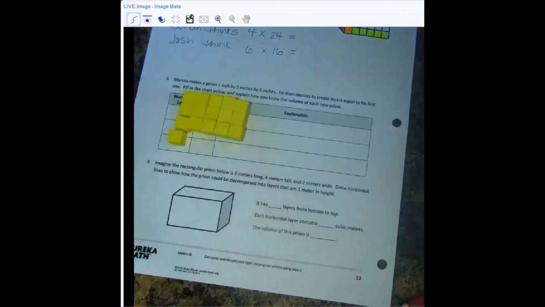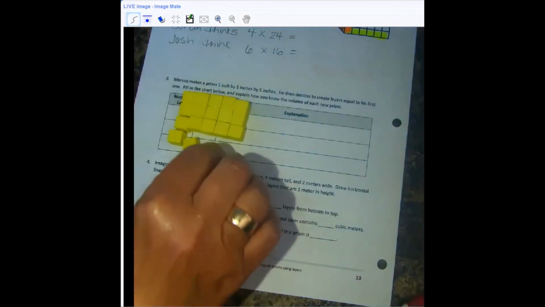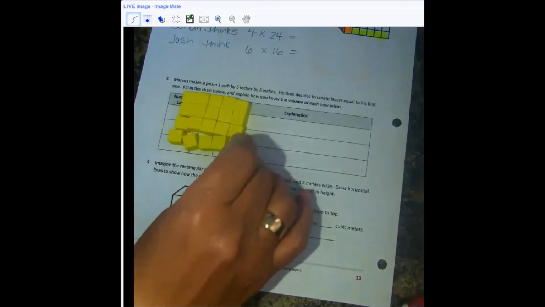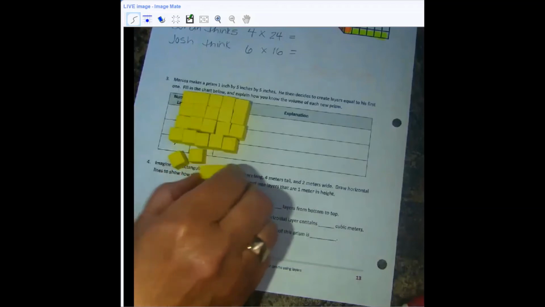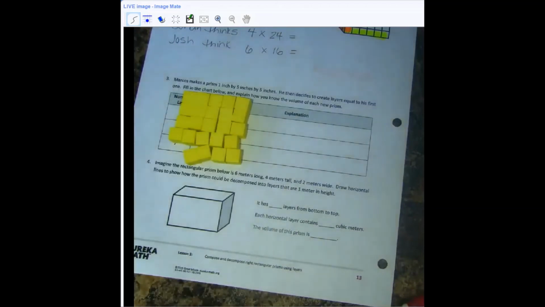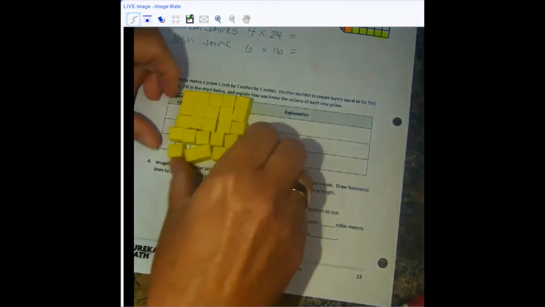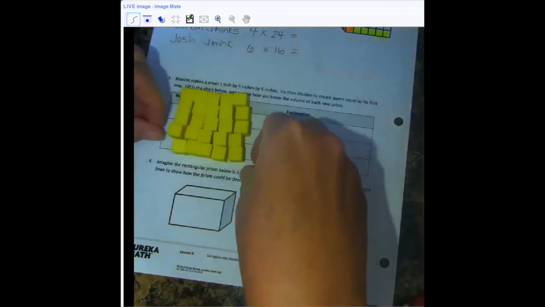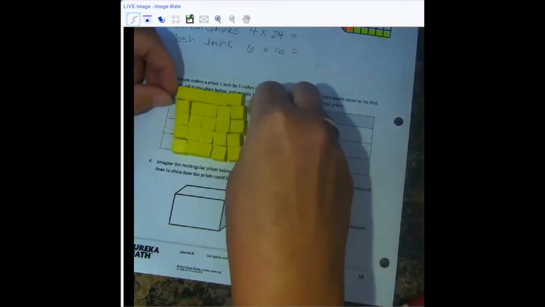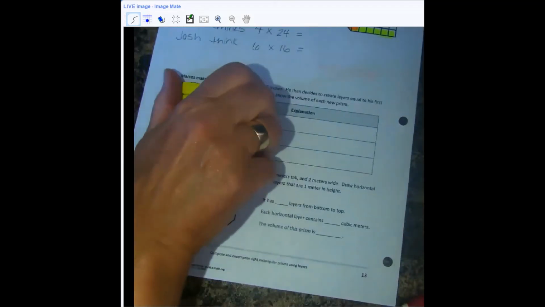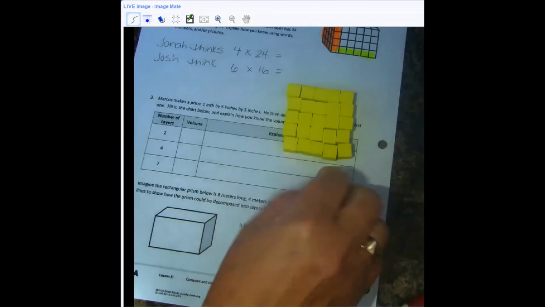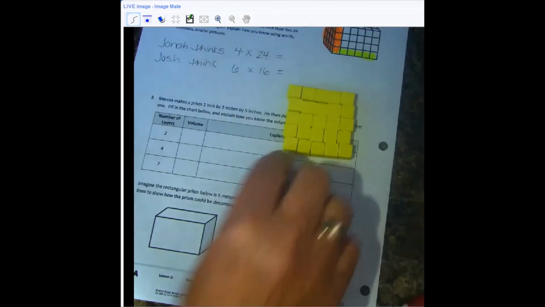So it's going to take me a few minutes here. All right, I need one more. So there's my 1 by 5 by 5. Okay, do you agree? It's 1 layer. You can think of the 1 inch by 5 inch by 5 inch as 1 layer of 5 by 5. Okay.